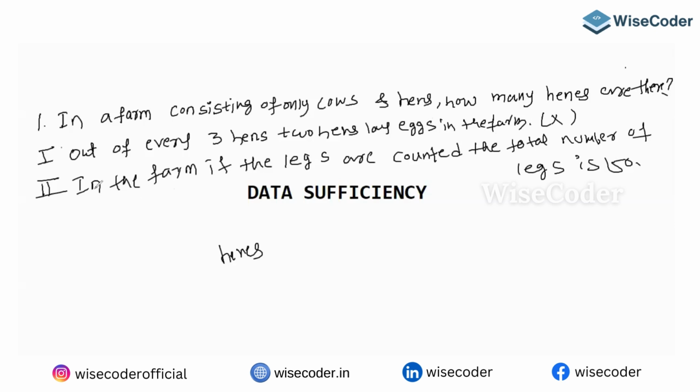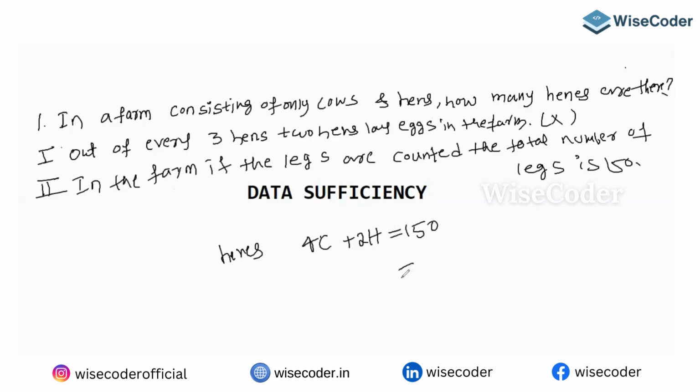Okay, let's try to solve this. Look at the second one. In the farm, if the legs are counted, the total number of legs is 150. So let's look here. There is a cow and there is a hen. A cow has 4 legs, a hen has 2 legs. The total is 150.